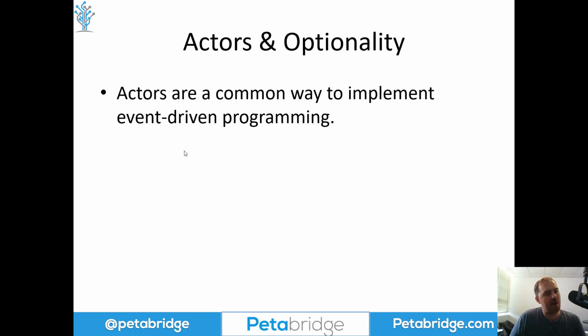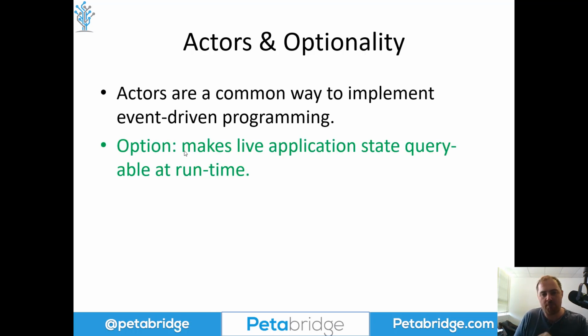So first, they're a very common way to implement event-driven programming. We've already talked a lot about how that gives us options that we didn't have before. But on top of that, one really powerful feature that actors give us is the ability to make our live application state queryable at runtime. Meaning I can query all of my actors that are running right now and say, give me the current state of this entity, or tell me about the most recent 5 messages you processed, depending on how you program it.